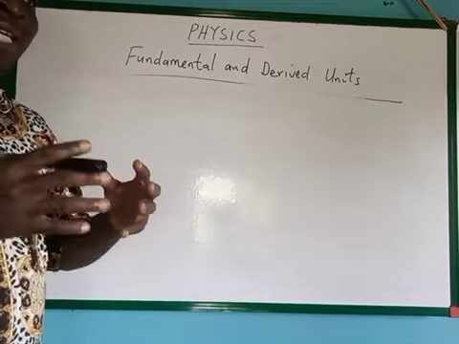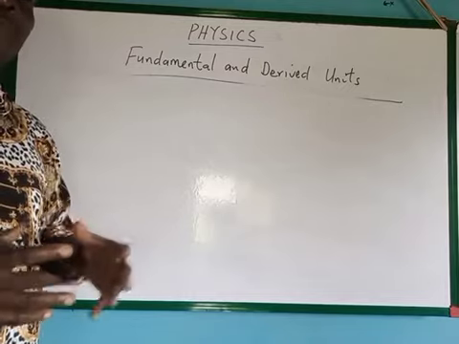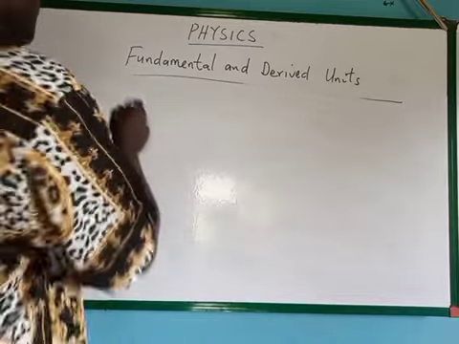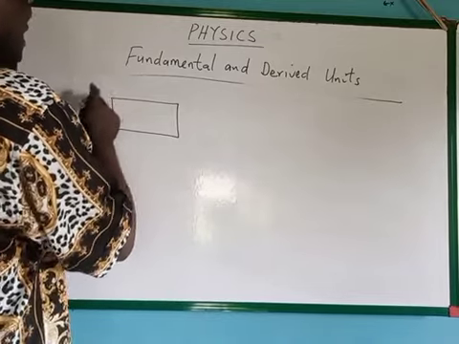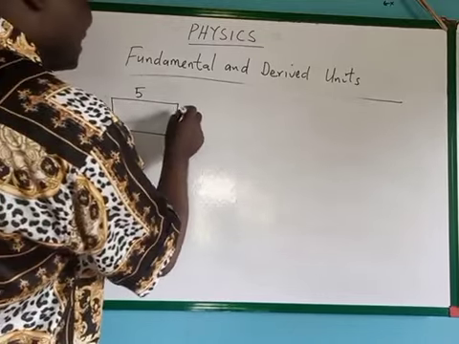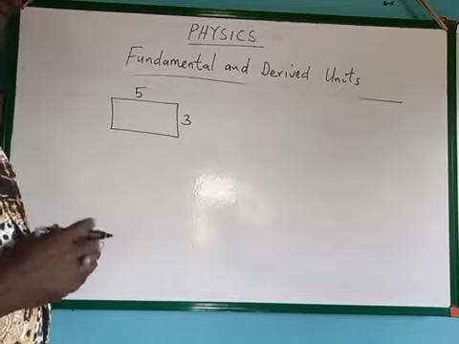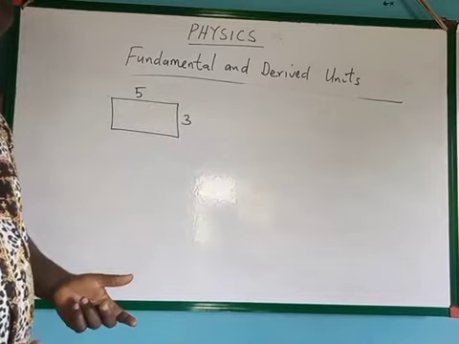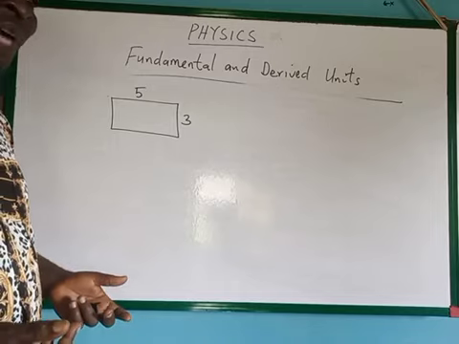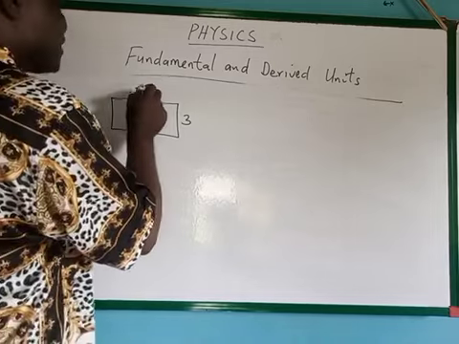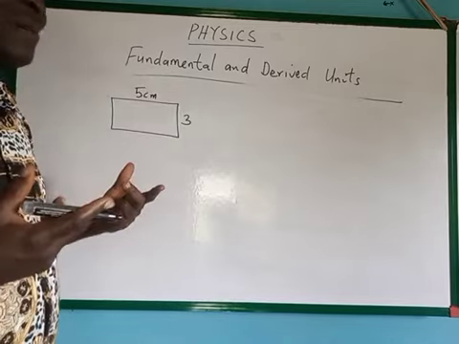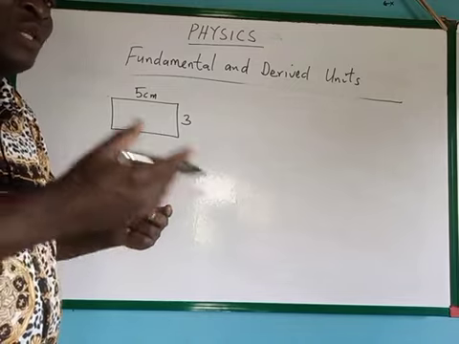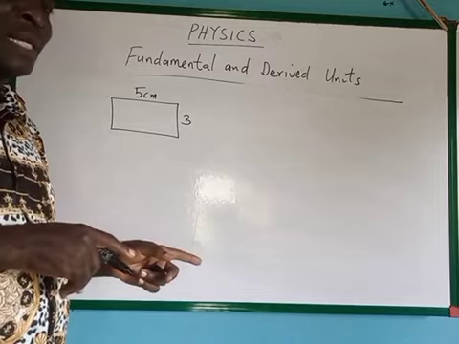Units are those things we attach to the numerical value of any calculations that we have made or any fundamental measurement that we have taken. Take for instance, if I measure the length of this rectangle and I write 5 and 3, this does not make sense. If I ask what is the length of this rectangle, you say 5. 5 what? Is it 5 goats or 5 cows? But as at the time you say 5 centimeters, it makes sense because there is a unit attached to it, meaning you measured in centimeters, not in inches, not in meters, not in kilometers.